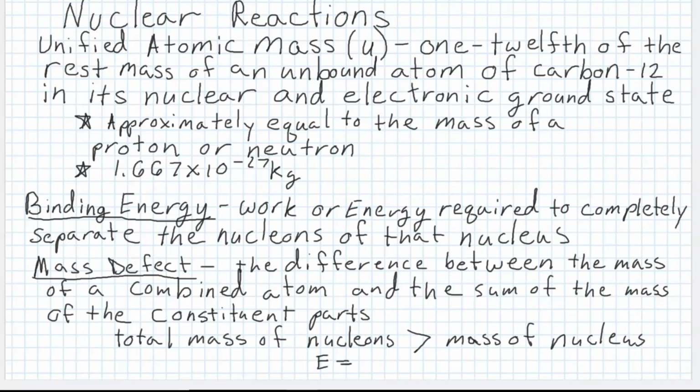So where does that extra mass go? Well, energy and mass are equivalent according to E equals mc squared, where E is energy, m is mass, and c is the speed of light. So when the nucleons combine, they go to a lower energy state, and the final nucleus releases that extra energy in the form of kinetic energy. All right, so those are all the terms you need to know.